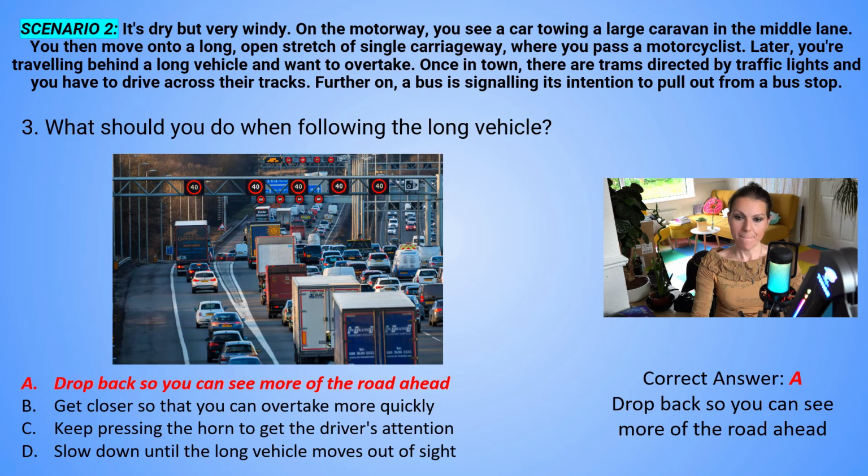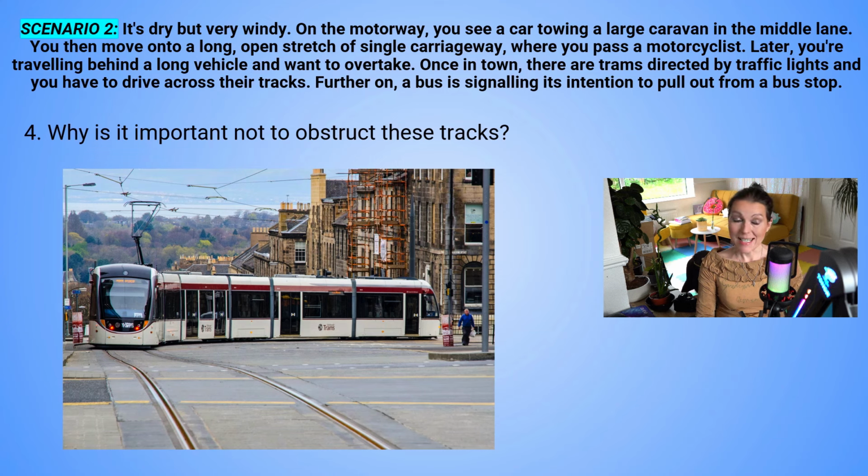Question number 4. Why is it important not to obstruct these tracks? So remember, you got out of the motorway and once you arrived in town, there are trams which are directed by traffic lights and you have to drive across the tracks. So why is it important not to obstruct these tracks?